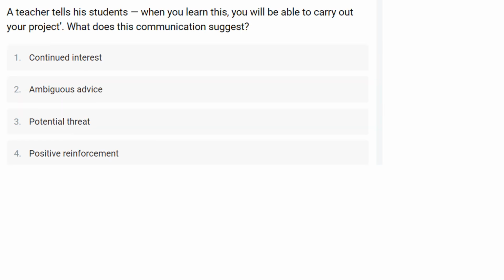A teacher tells his student, when you learn this, you will be able to carry out your project. What does this communication suggest? So here in this question, they have given you one sentence, that is a teacher tells his student, when you learn this, you will be able to carry out the project. And they are asking what this communication suggests. The first option is continued interest, second one is ambiguous advice, third one is potential threat, and the last one is positive reinforcement. Communication in the classroom is important to create a learning environment for the students.